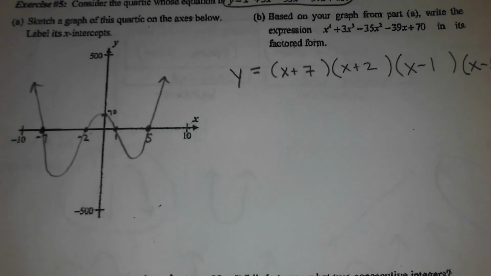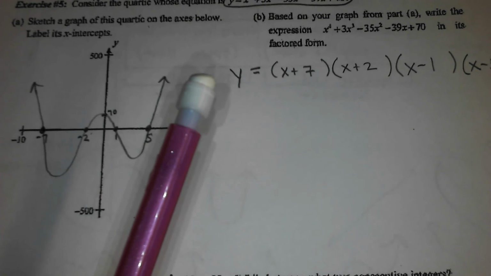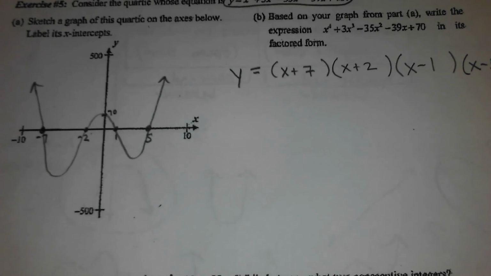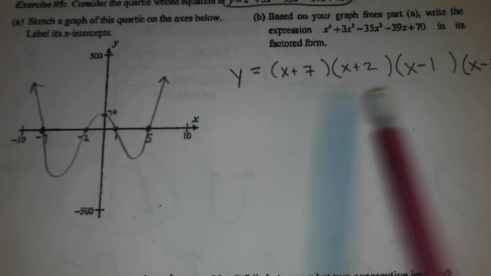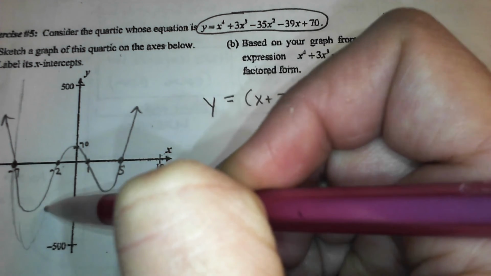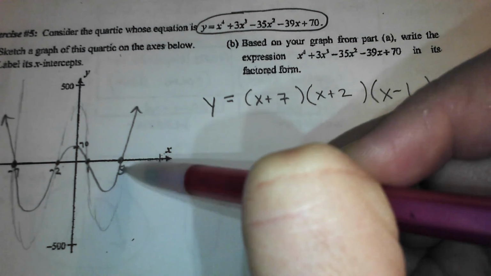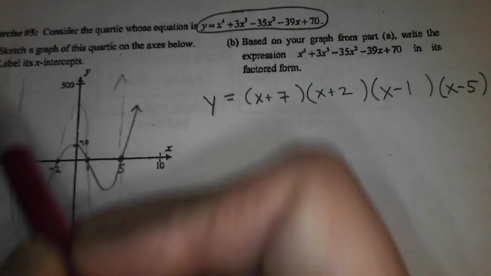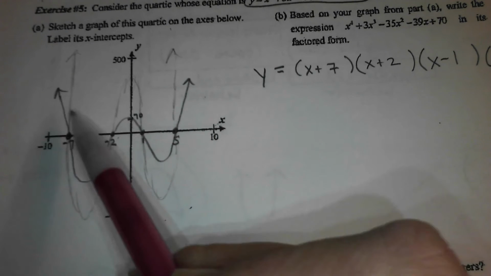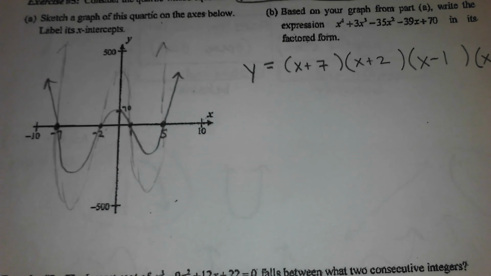Here's one thing worth noting. There are a gazillion graphs that would have that same shape and would have those same 4 roots, but might not be that equation, right? What if I did this? Don't do this, just watch. This is just listening. What if I did this? Still came down through negative 7, still went up through negative 2, still came down through 1, and still went up through 5. Would that graph that I just sketched and the original graph have the same equation?